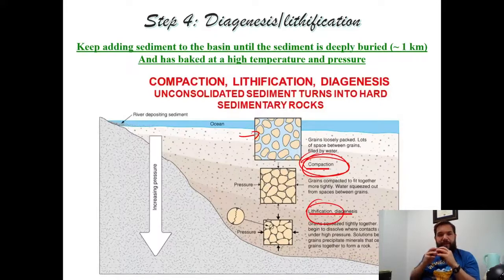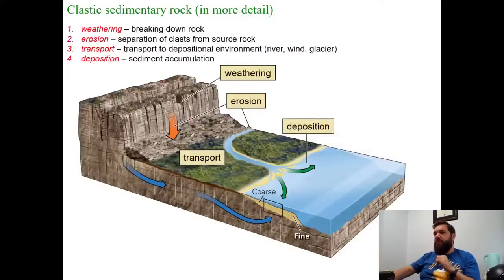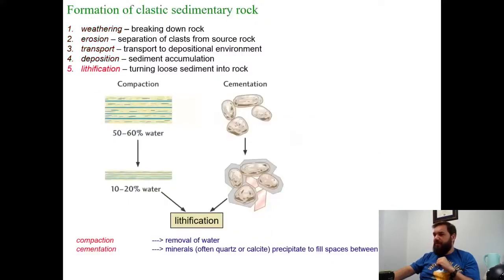Lithification is when there's so much pressure pushing the grains together that they start to dissolve and fuse together, or sometimes they get cemented together. There are different ways of getting the grains to stick together. There's cementation. There's pressure solution. Two different things. We talked about pressure solution in metamorphic rocks, but anyway, that's what creates the fusion of the particles together and finally makes a sedimentary rock. Okay. So that's it, in a nutshell: weathering, erosion, transport, deposition. That's how you make sedimentary rocks.